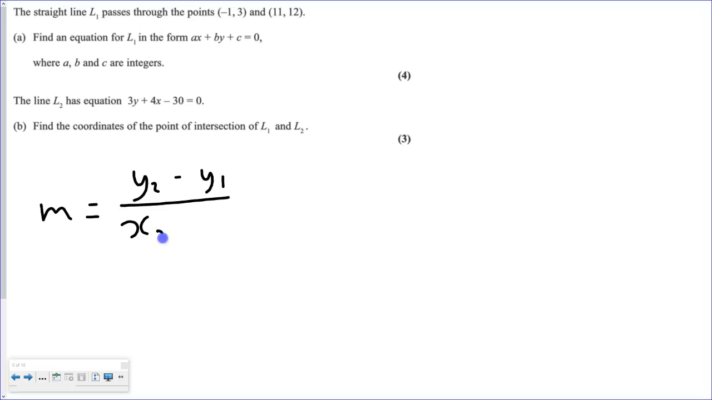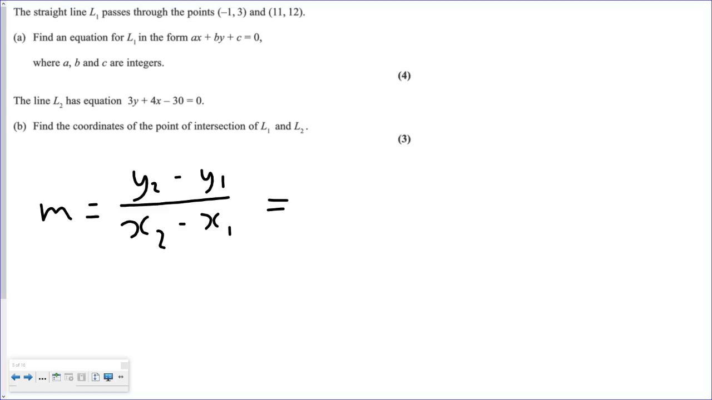So the gradient is the change in y divided by the change in x. So if you know two values, x1, y1 and x2, y2, then it's just y2 take away y1, that's your change in y, divided by x2 take away x1, that's your change in x. The common mistake people made was to get these two the wrong way round. So make sure it's your change in y on top and your change in x on the bottom.